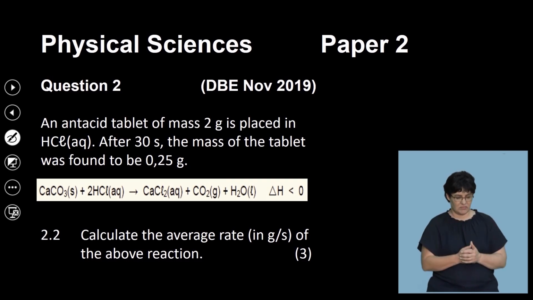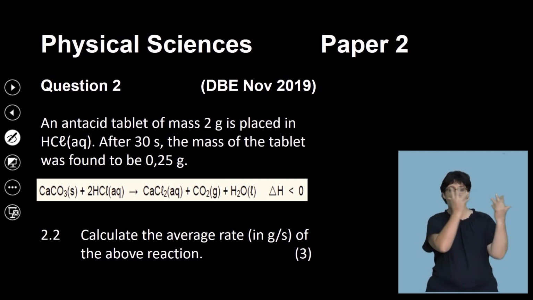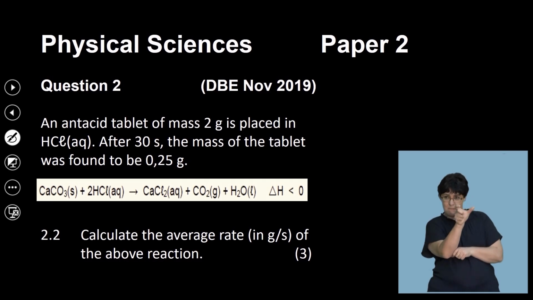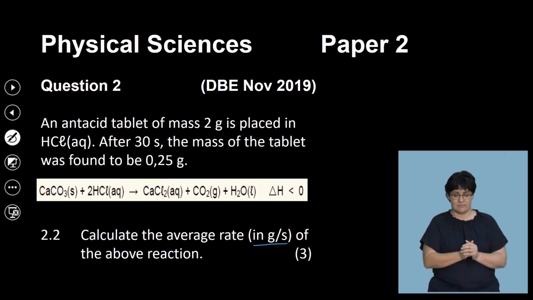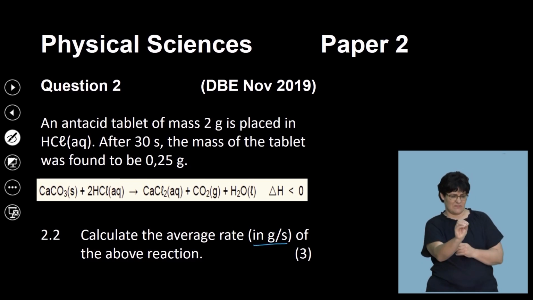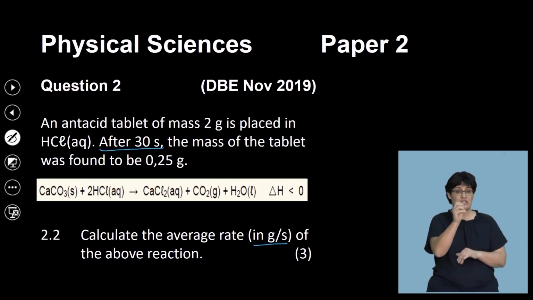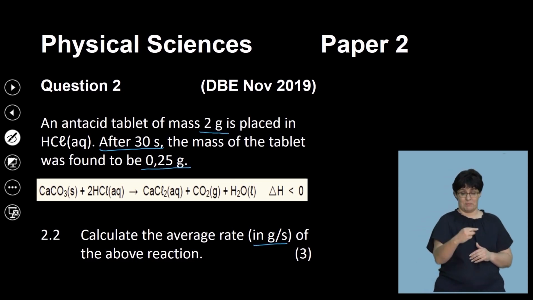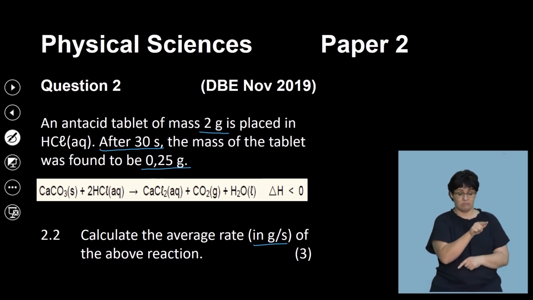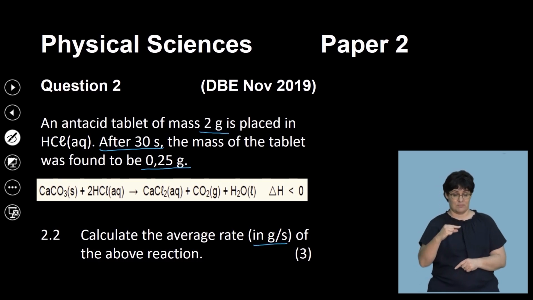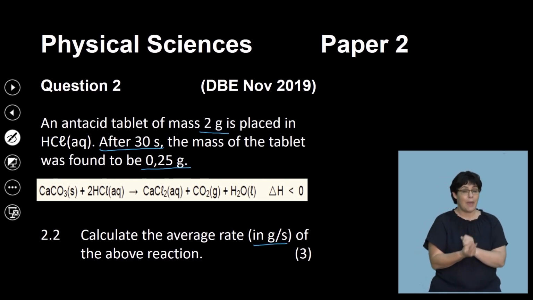Now we are supposed to calculate, for the very same reaction, the average rate of reaction in grams per second. There's additional information. It says after a period of 30 seconds, the mass of the tablet was found to be 0.25 grams. Initially, the mass was 2 grams. So the change in mass is from 2 grams to 0.25 grams. This change took place within a period of 30 seconds.